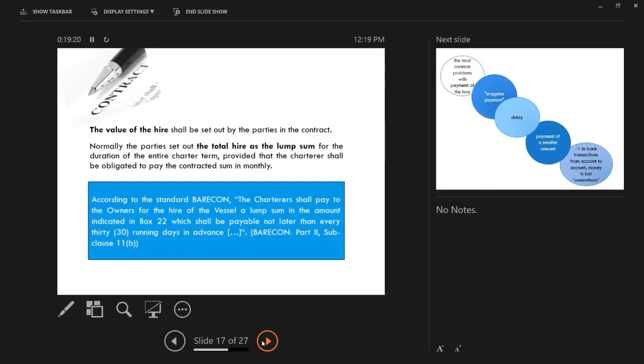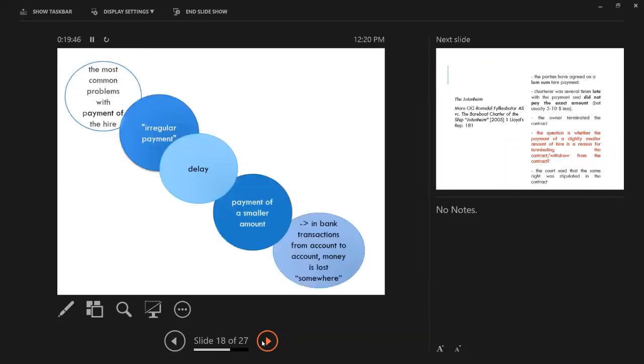So in this provision we can find a few key words: a lump sum, then payment should be paid every 30 running days, plus in advance. In practice, on the other hand, we have many problems with this hire payment clause. The most common problems with payment are usually irregular payment. It means that charterers are usually late with the payment. So the first problem is delay in payment, and another problem is payment of a smaller amount of money.